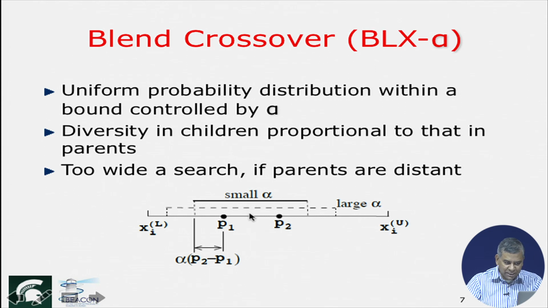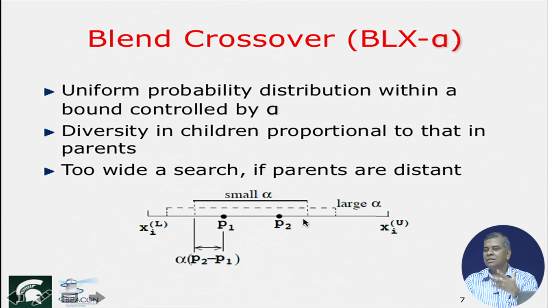You go to the middle of this, so P1 plus P2 by 2. You create one number here at random, one number there at random. These are the two children. So you've got this entire range.